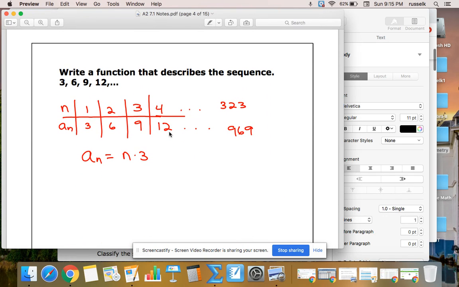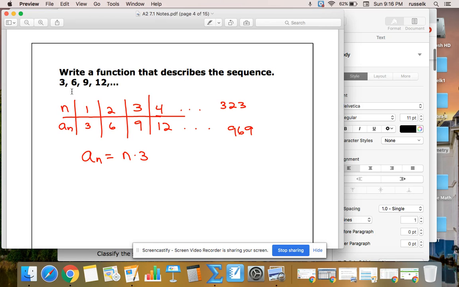Probably the most challenging part of this section is writing a function. Right now we don't have any formulas for it. In the next two sections we'll learn some formulas for specific types of sequences, but for right now it's kind of guess and check. The important part when you're writing a function is that you are not describing what's happening from one term to the next.